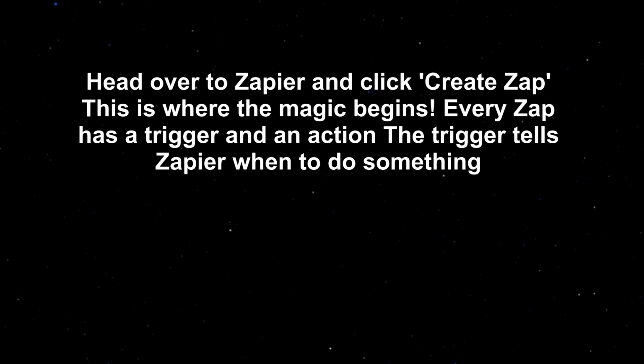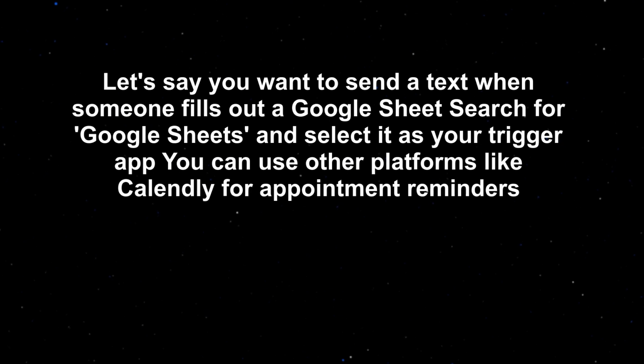Head over to Zapier and click Create Zap. This is where the magic begins. Every Zap has a trigger and an action. The trigger tells Zapier when to do something. Let's say you want to send a text when someone fills out a Google Sheet. Search for Google Sheets and select it.